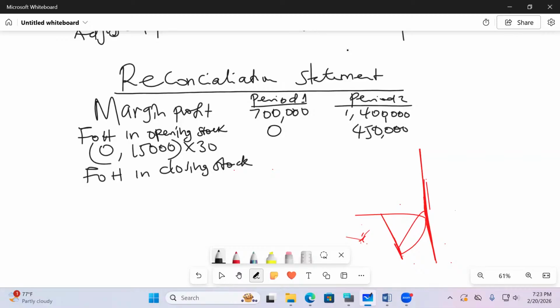What do we have there? How many units? 15,000 and 10,000. And do you remember the fixed overhead per unit, the fixed overhead absorption rate that you used for absorption? That is what you put there. So the first one is 450,000, and here we have 300,000.